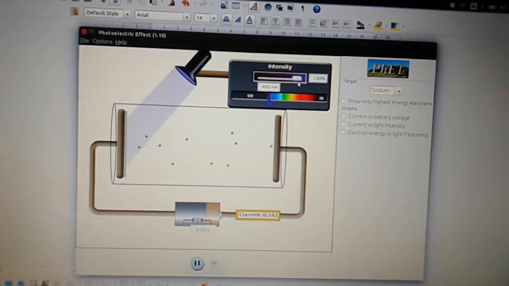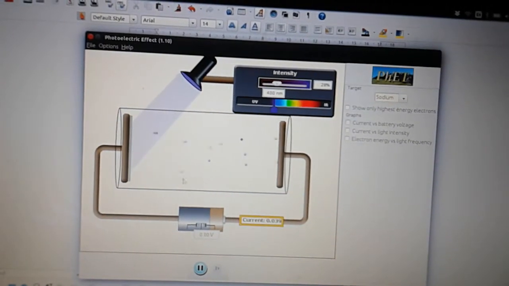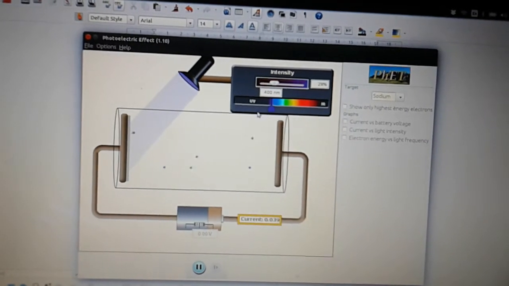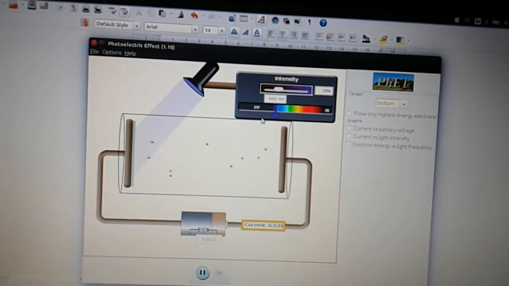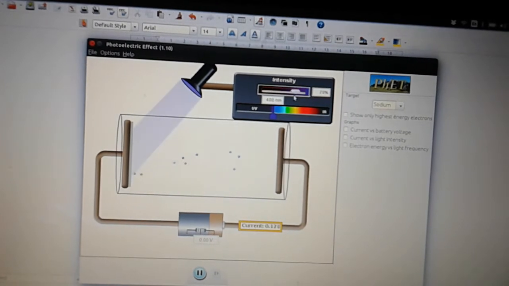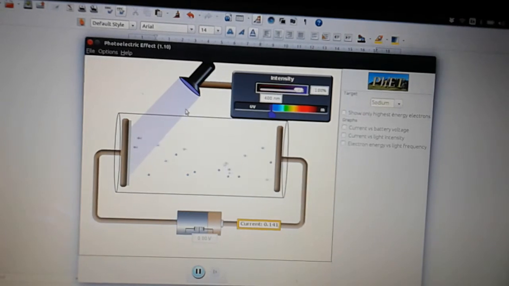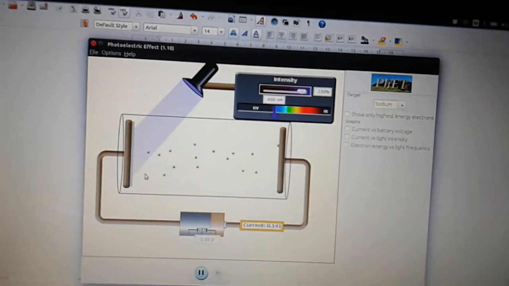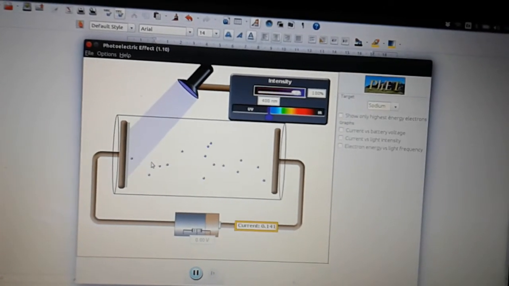So the reasoning for this is that if we're at low intensity, we go down to 28%, you can see there are some electrons being emitted, but not as many, because when the light is of a lower intensity, when it's dimmer, there are not so many photons being produced. When the light is brighter, there are a greater number of photons being produced, and that greater number of photons landing on the cathode means a larger number of electrons therefore being emitted from the cathode.